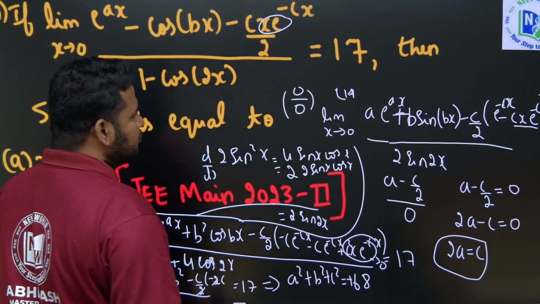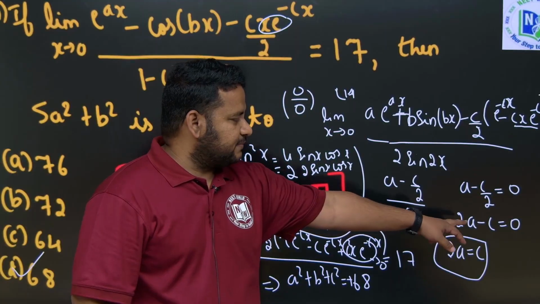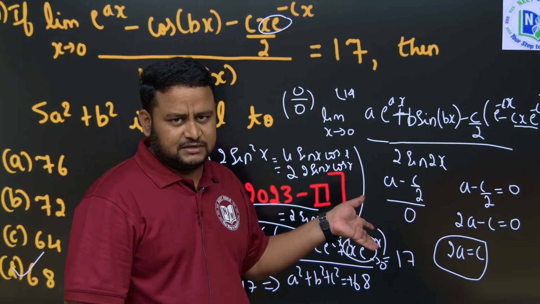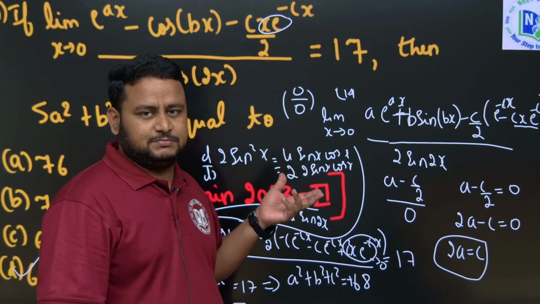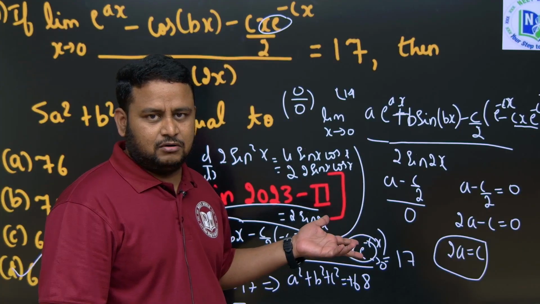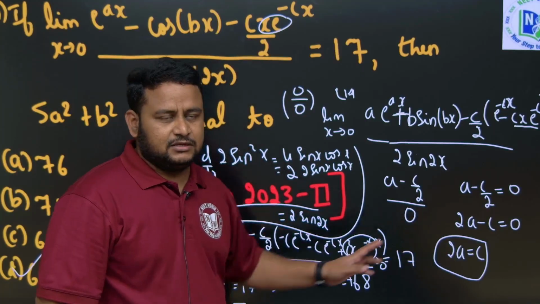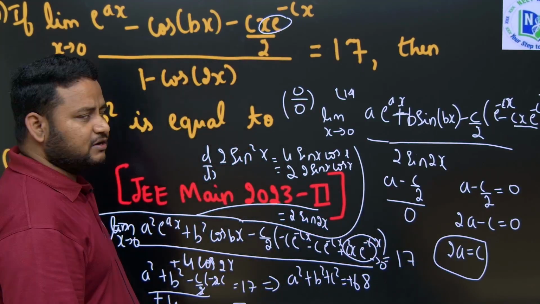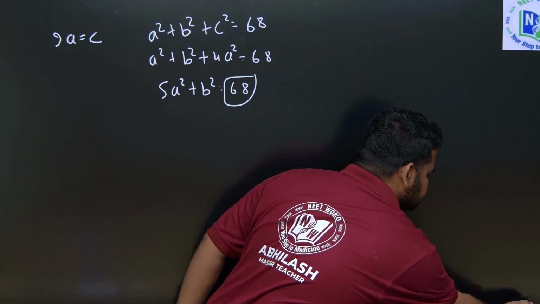So first you will apply L'Hospital's rule and get the equation 2a minus c is equal to 0, so you will get the relation between a and c. Then you will again apply L'Hospital's rule, so you will get it in terms of a square plus b square plus c square is equal to 68. Then you will use the relation between c and a. You will get directly 5a square plus b square is equal to 68. Is it clear, friends? Let us move to the next question.